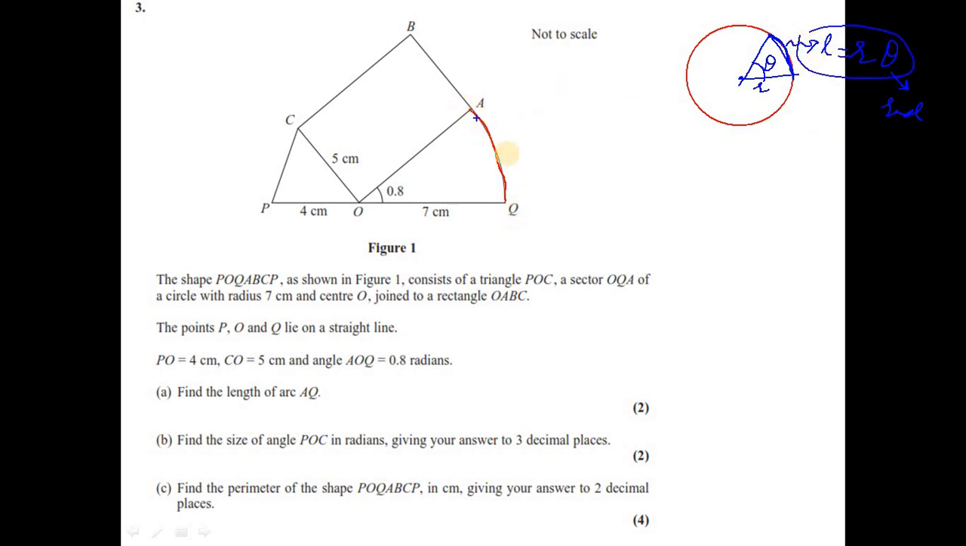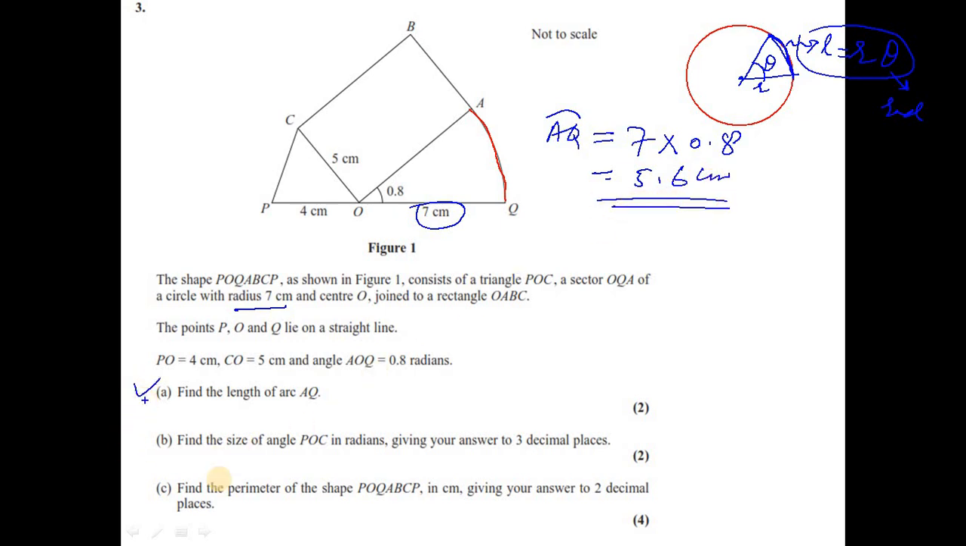In this case, AQ is the arc length, and this arc length AQ can be written as r theta, and the radius of this sector is 7 centimeter. So 7 times theta, theta is the angle, must be in radian, and this 0.8 is in radian, so 7 times 0.8. When you multiply these two, 7 times 0.8 is 5.6 centimeter. This is the arc length for A.